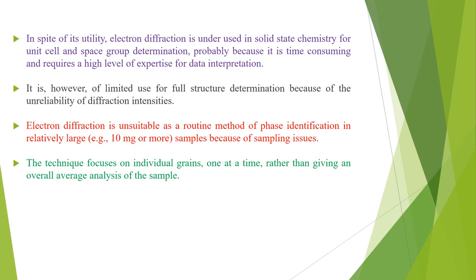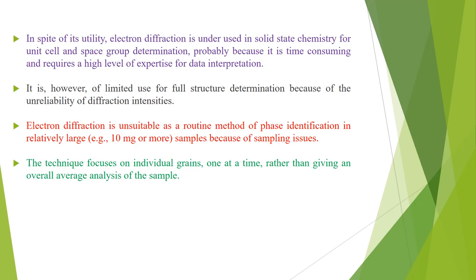In spite of its utility, electron diffraction is underused in solid-state chemistry for unit cell and space group determination, probably because it is time consuming and requires a high level of expertise for data interpretation. It is also of limited use for full structure determination, because of the unreliability of diffraction intensities.